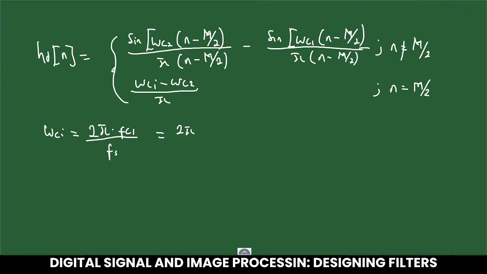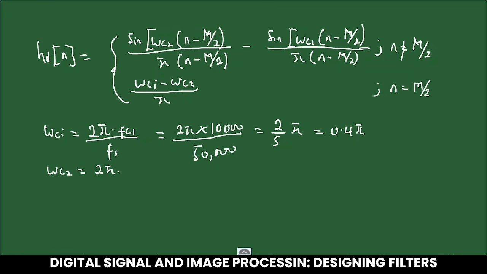Alright, so 2 pi. The lower one is 10 kilohertz. So 10,000 all over 50,000, which gives us 2 on 5, 2 on 5 pi. This is the same as 0.4 pi.